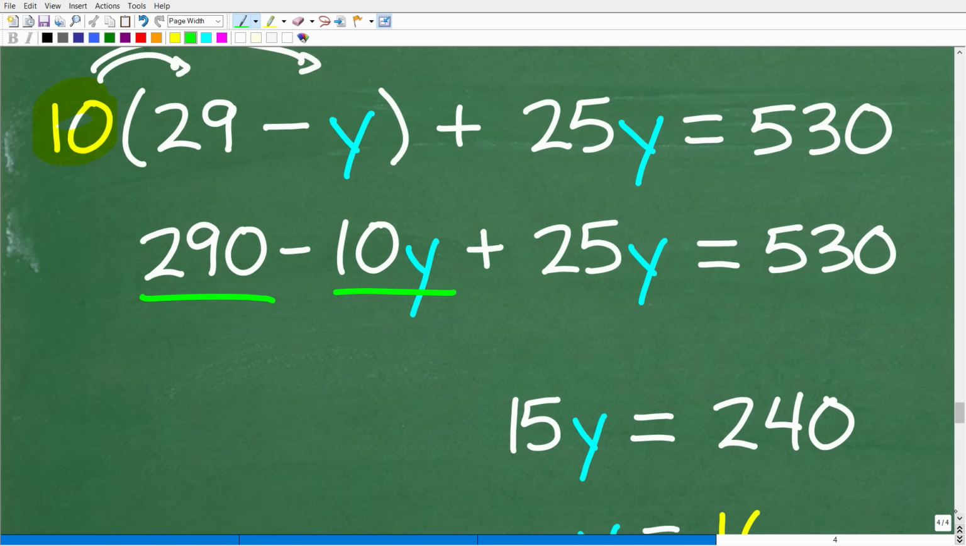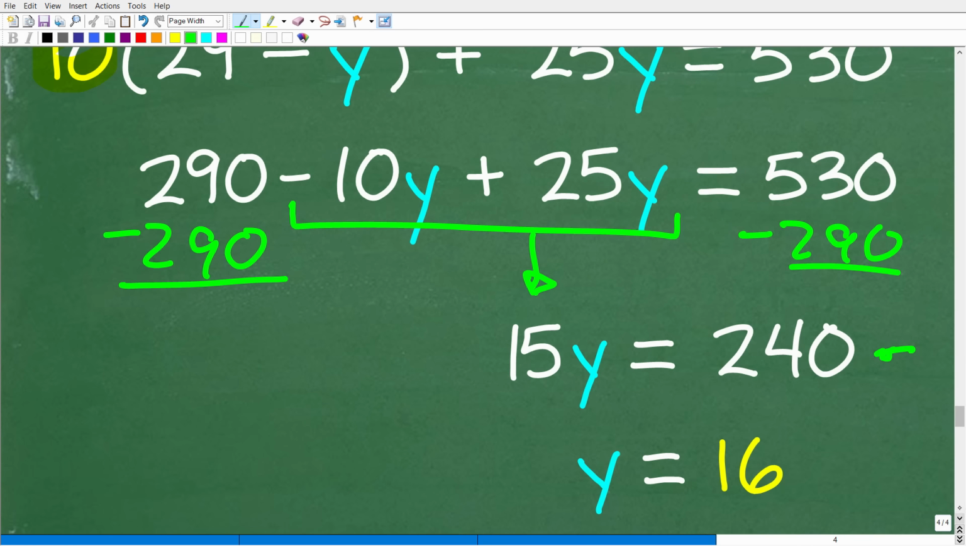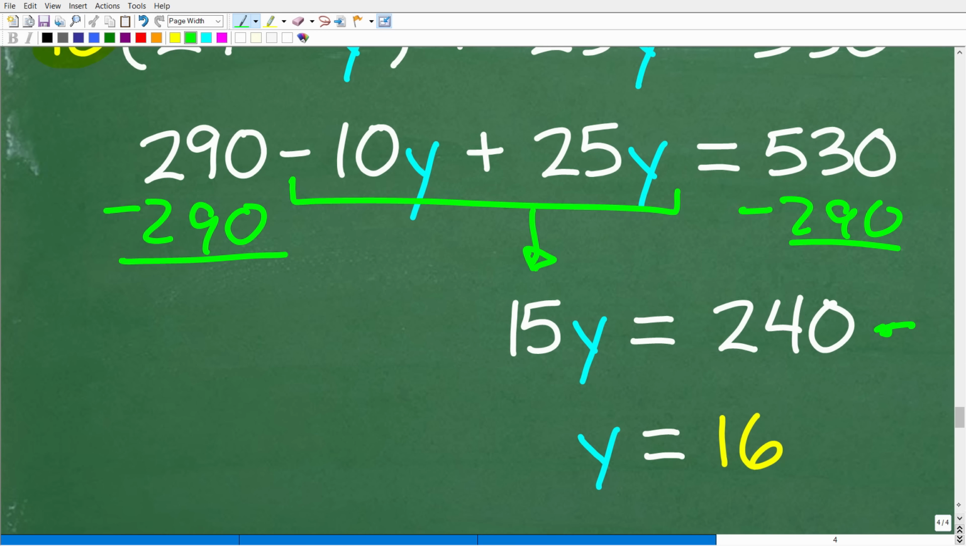Okay, so this is going to be pretty straightforward algebra. So let's combine like terms here. So negative 10y plus 25y is 15y. And then for the 290, we're going to get our numbers to the right-hand side. We're going to subtract 290 from both sides of the equation. And when we do that, we're going to get 530 minus 290, which of course is 240. Okay, so we're down to 15y is equal to 240.